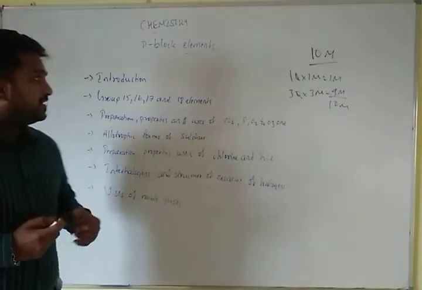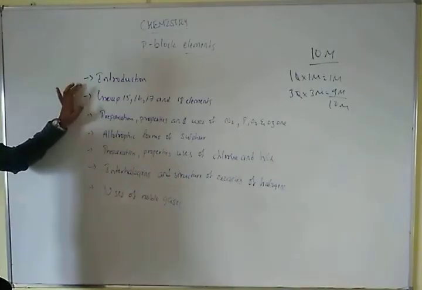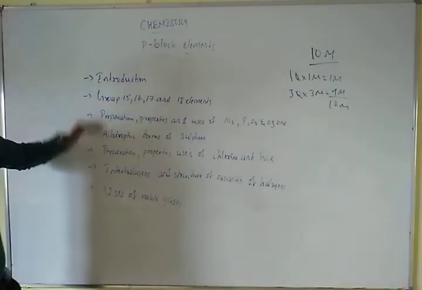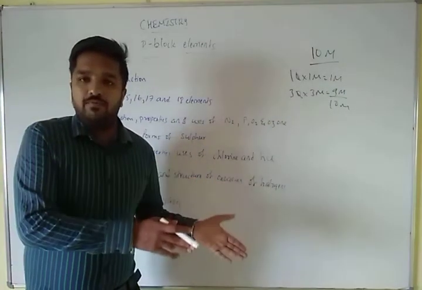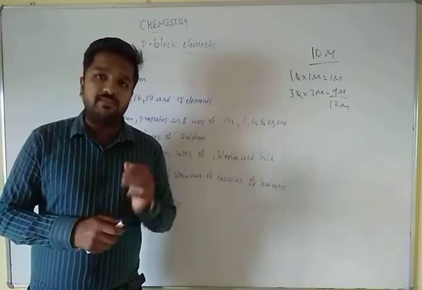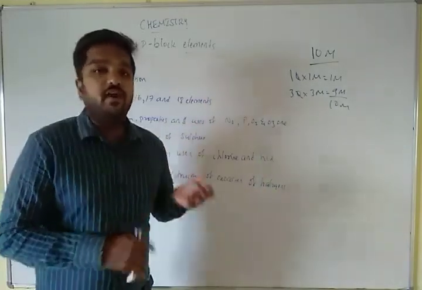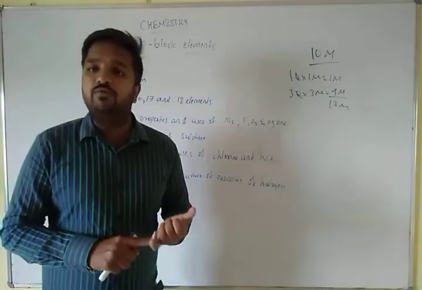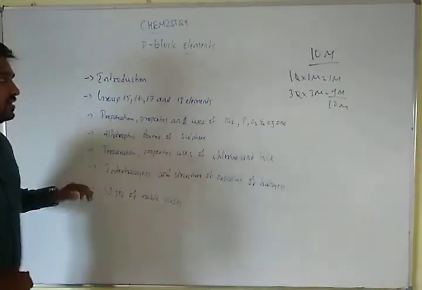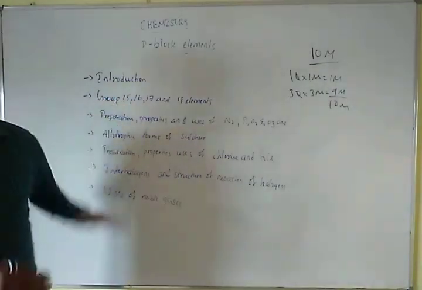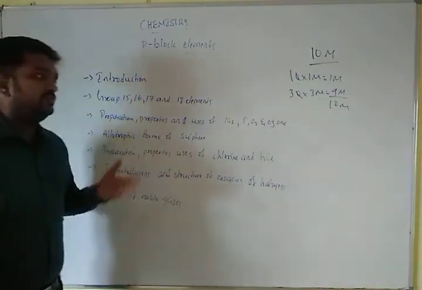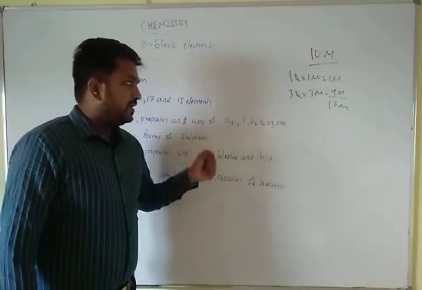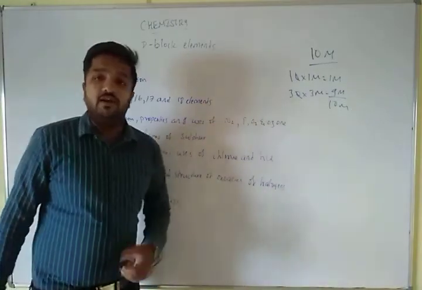So in this chapter, initially we will take the introduction to P block elements, and then we will be talking about group 15, 16, 17, and 18 elements. Generally, P block means group 13 to group 18 elements. But in first year PUC itself, we have studied group 13 and group 14 elements. So in this unit, we are going to talk about 15 to 18 group elements. Clear? And then the preparation, properties and uses of some important compounds: dinitrogen, phosphorus, oxygen, and ozone.